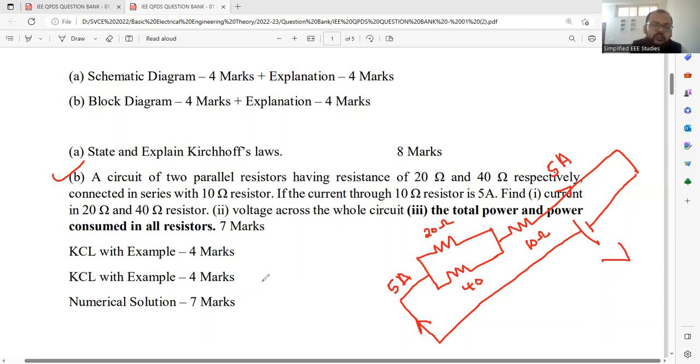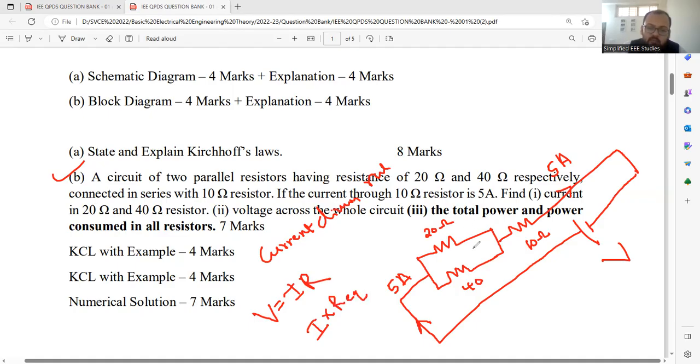So what you can do is use the current division rule. Current division formula, current division rule can be applied. Fine. Another one is the voltage across the whole circuit. So how to calculate voltage? V is equal to I into R. Here what is R? R is nothing but R equivalent.